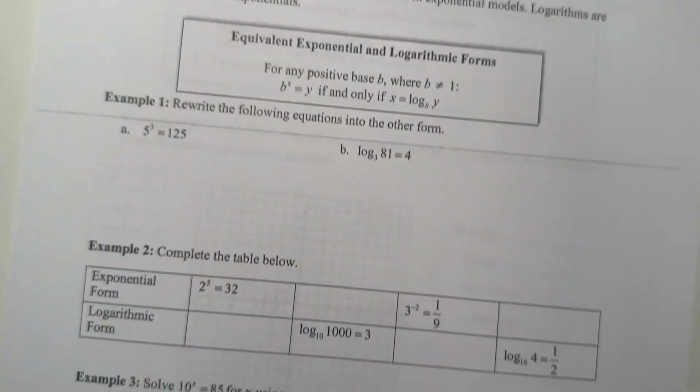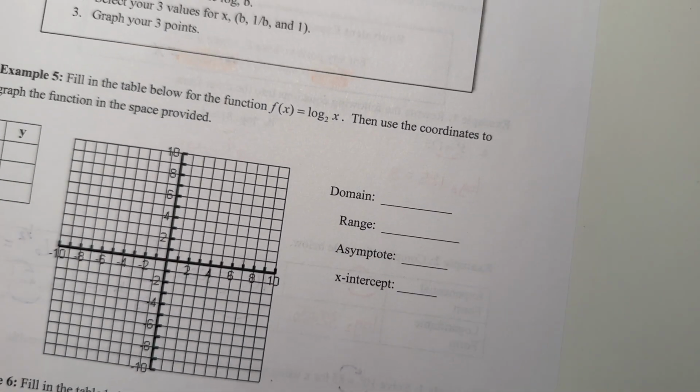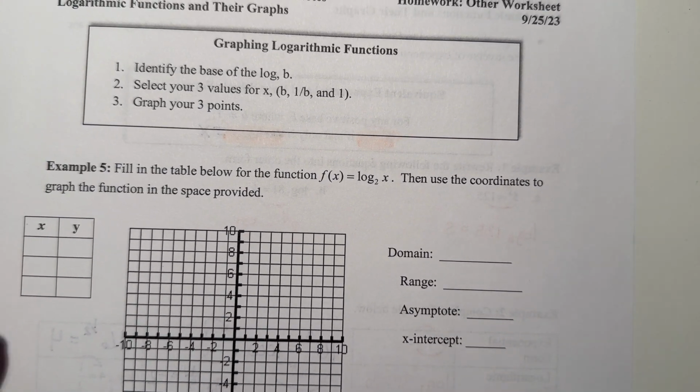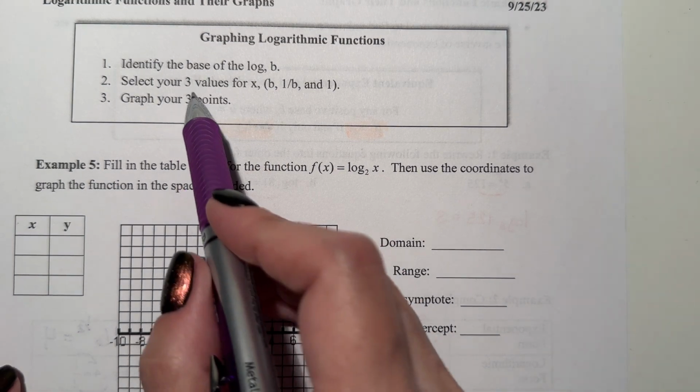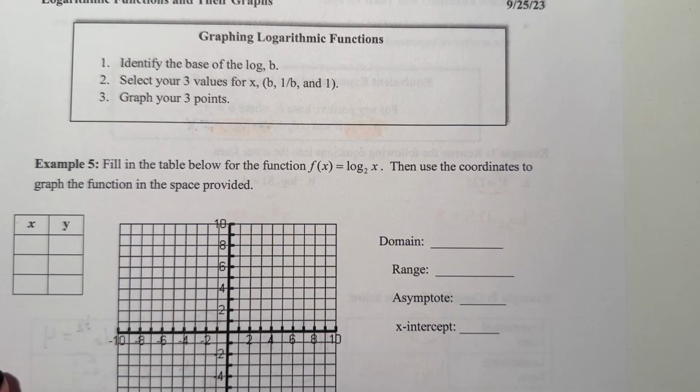Now let's go to the back side of our problems. We're going to have to do a little bit of graphing on this one. So in order for us to do that, we have to identify our log base and then select 3 values and graph our points. Okay, all right. So we're looking at it. We're a little concerned, but we're not super concerned. It's going to be okay.